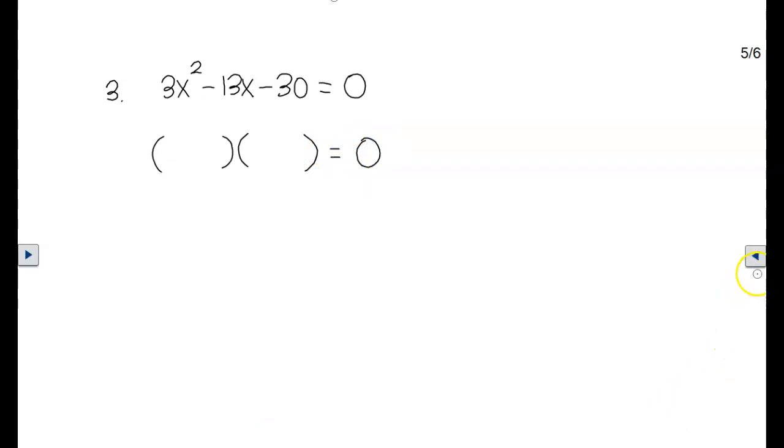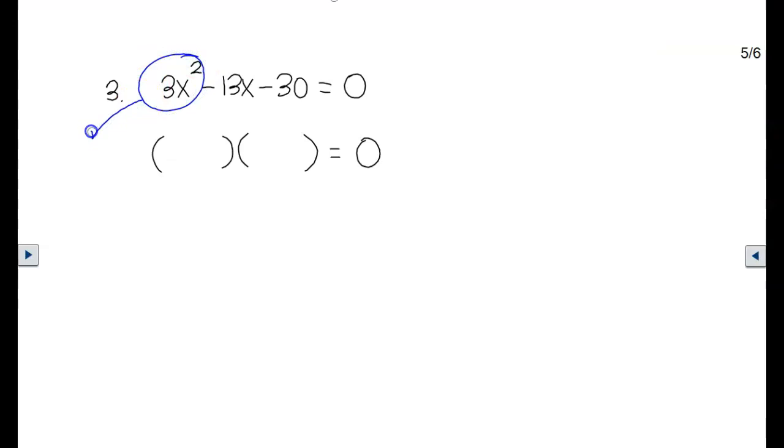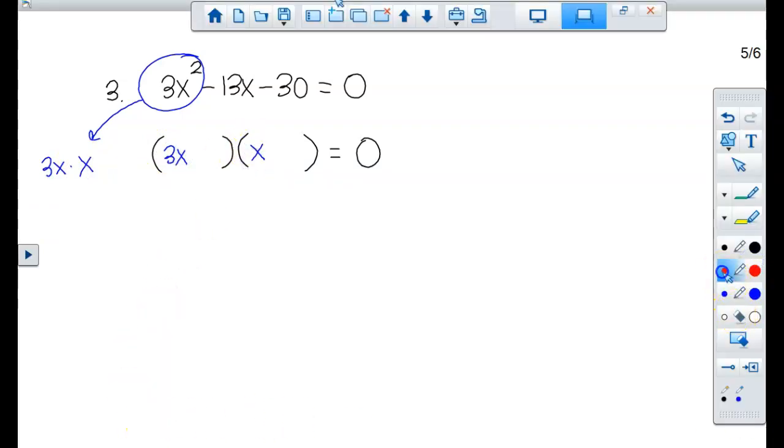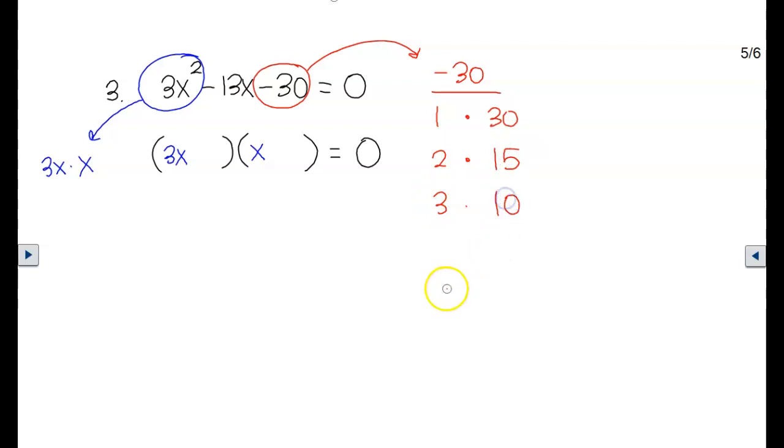Now, time to guess and check. All right, so we're starting with 3x squared. The only way to produce 3x squared is 3x times 1x. So that's what we'll go with. Next, we are guessing for a negative 30. We can do 1 times 30, 2 times 15, 3 times 10, 5 times 6.